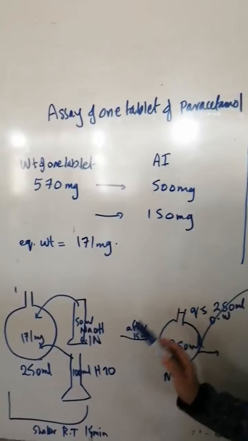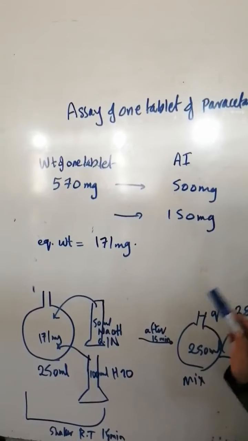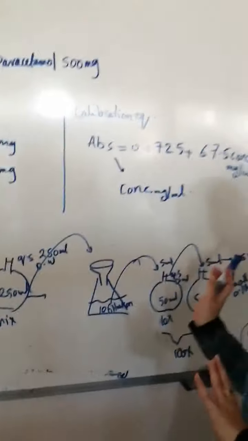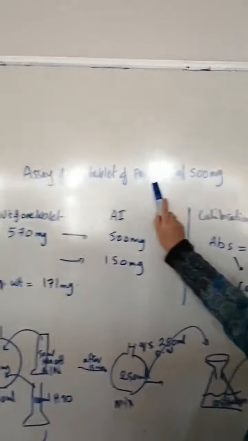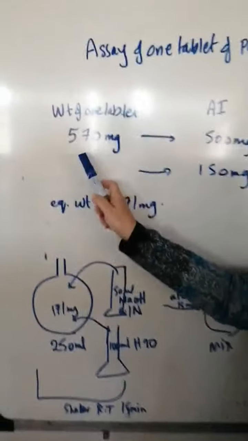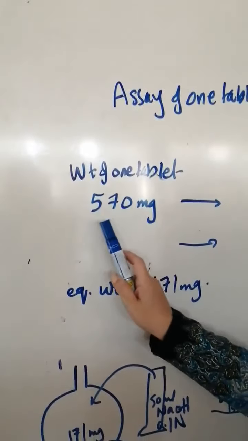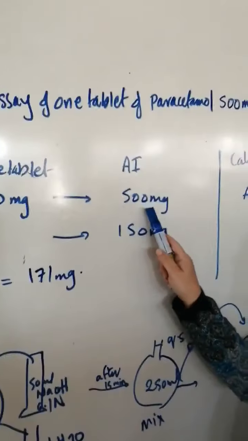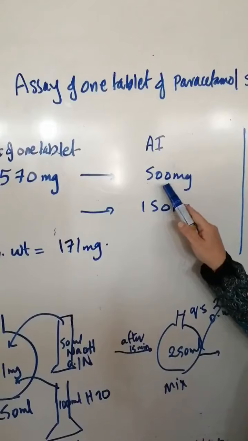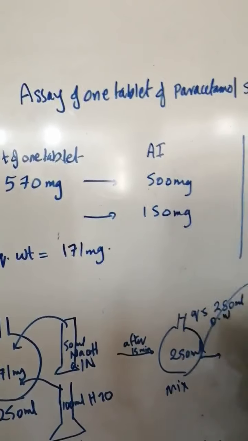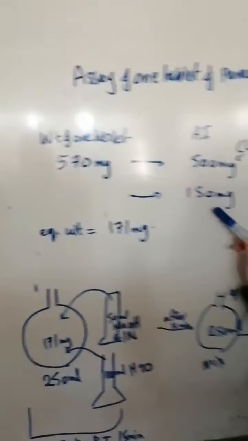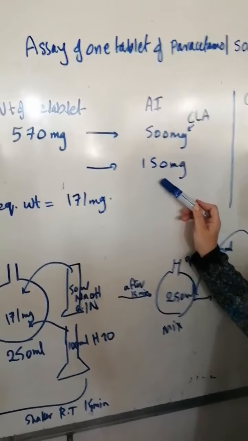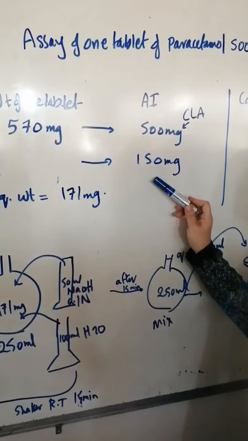So now I'm going to do the experiment on one tablet, showing how to make the assay that is suitable for weight variation or content uniformity. As we said before, we are going to make that test on paracetamol, 500 milligram tablet. We are going to weigh the whole tablet to be 570 milligram. As the compounder says, it will contain 500 milligram paracetamol. This is the claimed label amount. According to the monograph, we are just going to take the amount of active ingredient equivalent to 150 milligram.